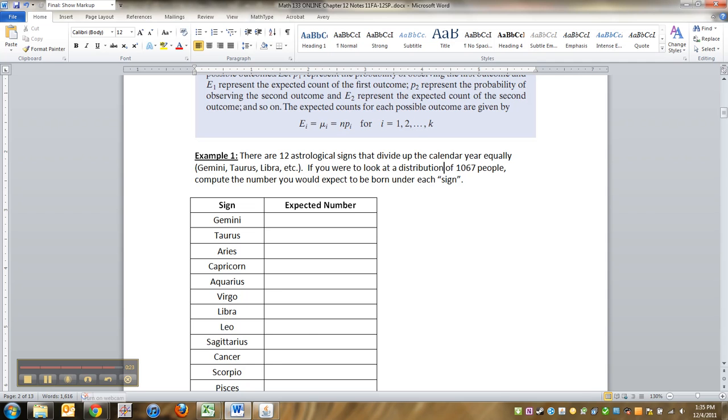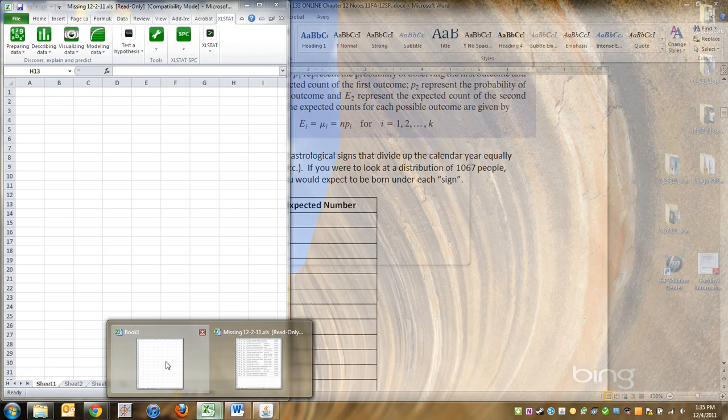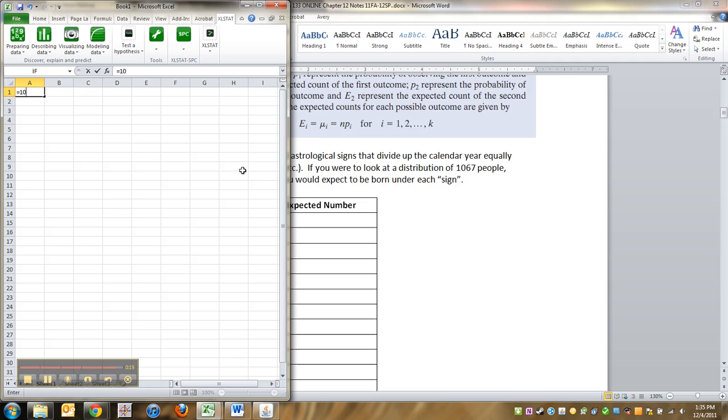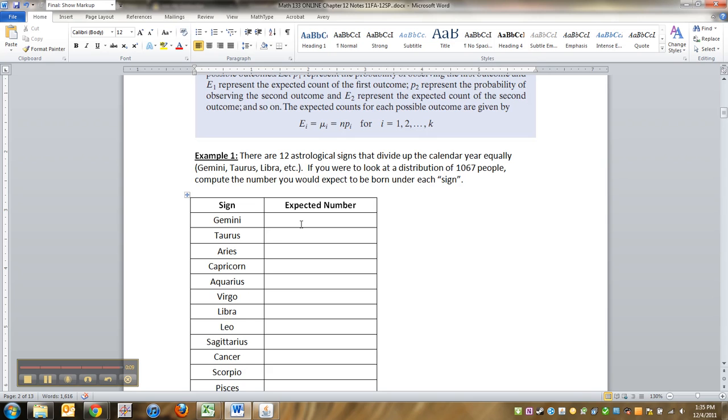All right, let me bring up Excel. It'd be equal to 1067 divided by 12. It should be 88.9 for each group, because they'd all be equal, because you'd assume that it's an even distribution.